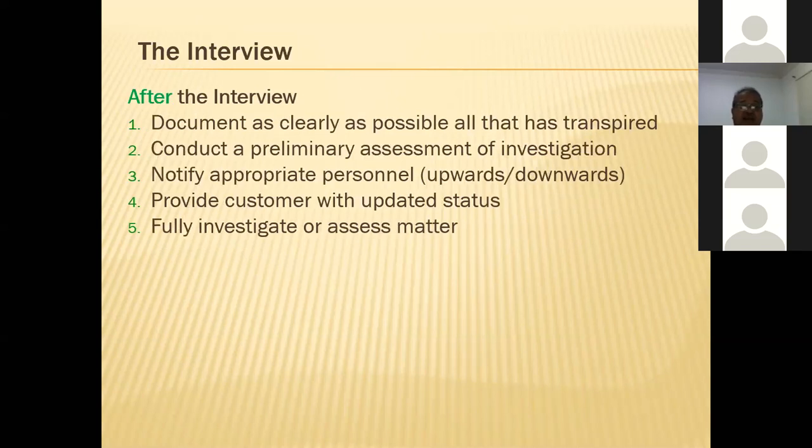Provide the customer with updated status. So when you call to follow up, you either get an updated status from them or you provide them with an updated status on their loan application if everything was submitted. Okay. And then, of course, after the interview, you fully investigate and further assess the matter. So if you have to do any credit checks or background checks or whatever is required, you can do those.